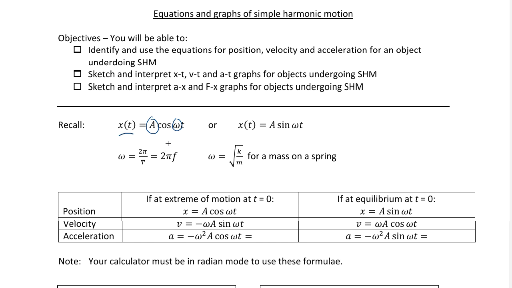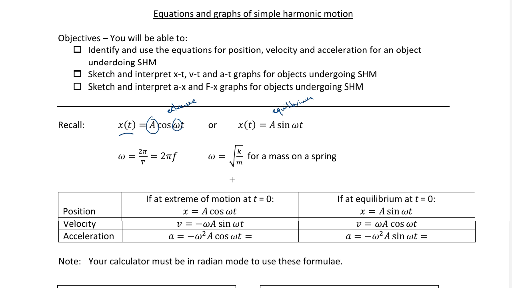And we developed two relationships, this one or this one, using cos or sine, depending on whether we are starting at an extreme of motion or whether the object at time zero is at the equilibrium position. We also have seen that the angular frequency is equal to 2 pi over the period, or 2 pi times the regular frequency, and for a mass on a spring, the angular frequency is equal to the square root of the spring constant divided by the mass.